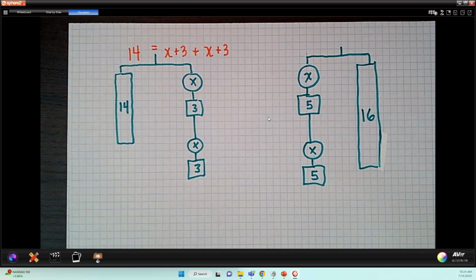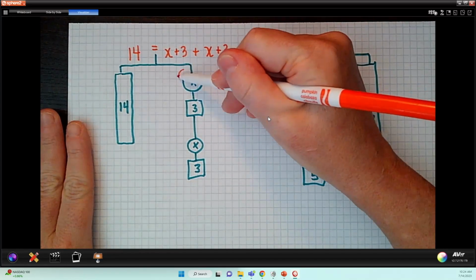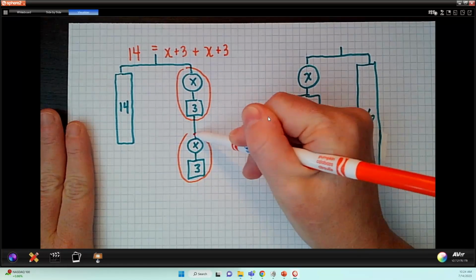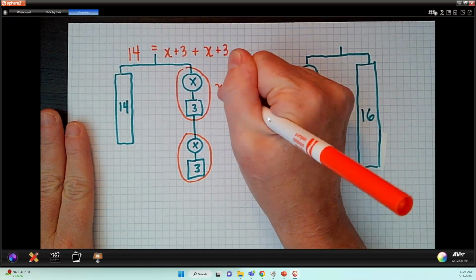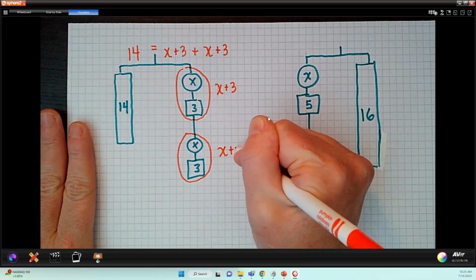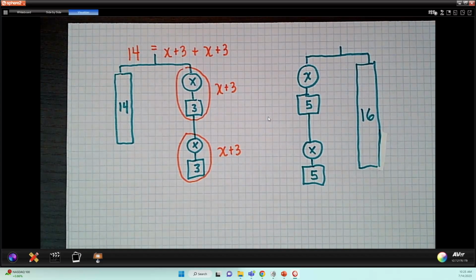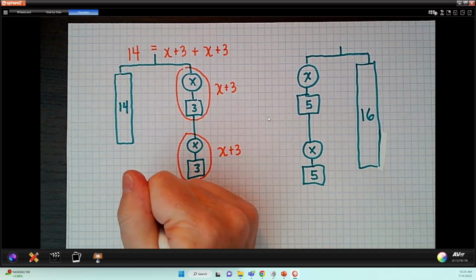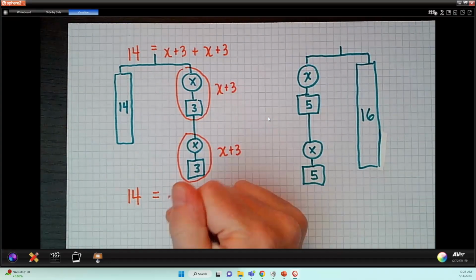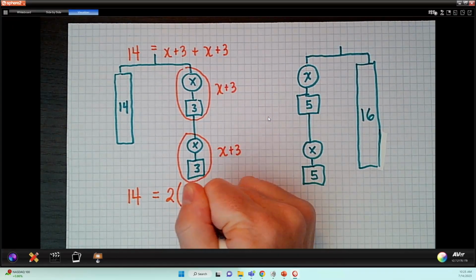So I actually have 2 sets here. And what we would do is we would have students maybe circle and say that I have an x and a 3 and another x and another 3. So using that distributive property, we could help them see that this is 14 equals 2 groups of x plus 3.